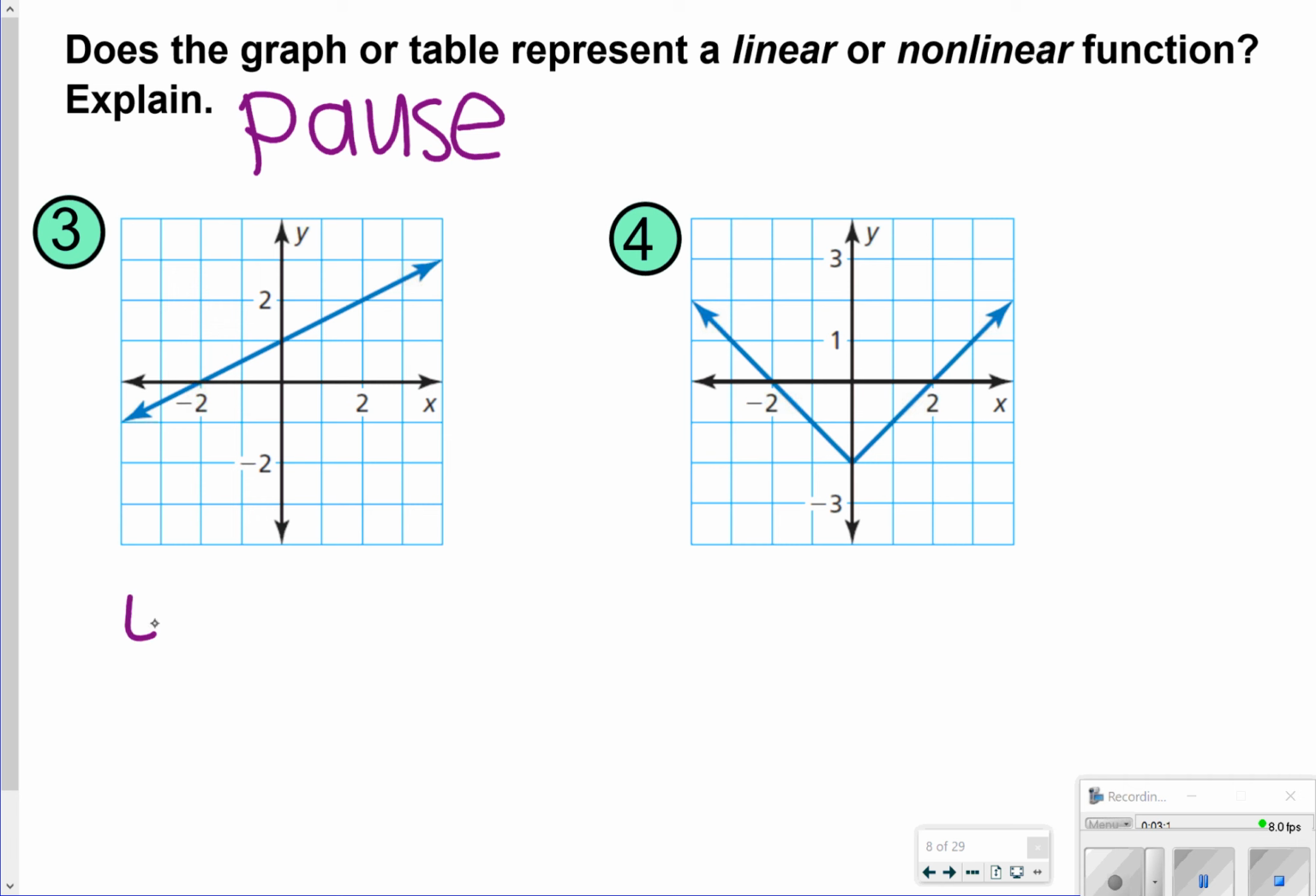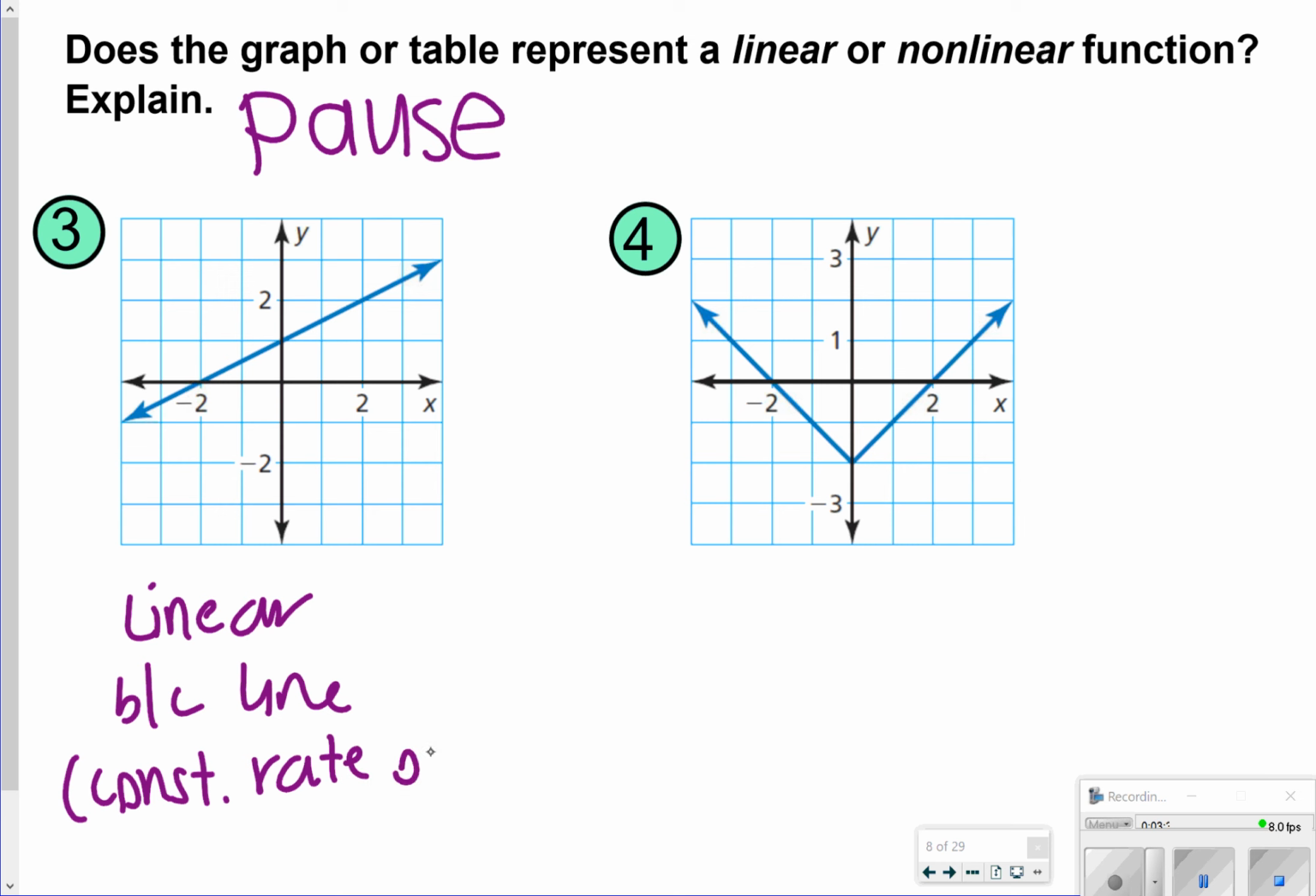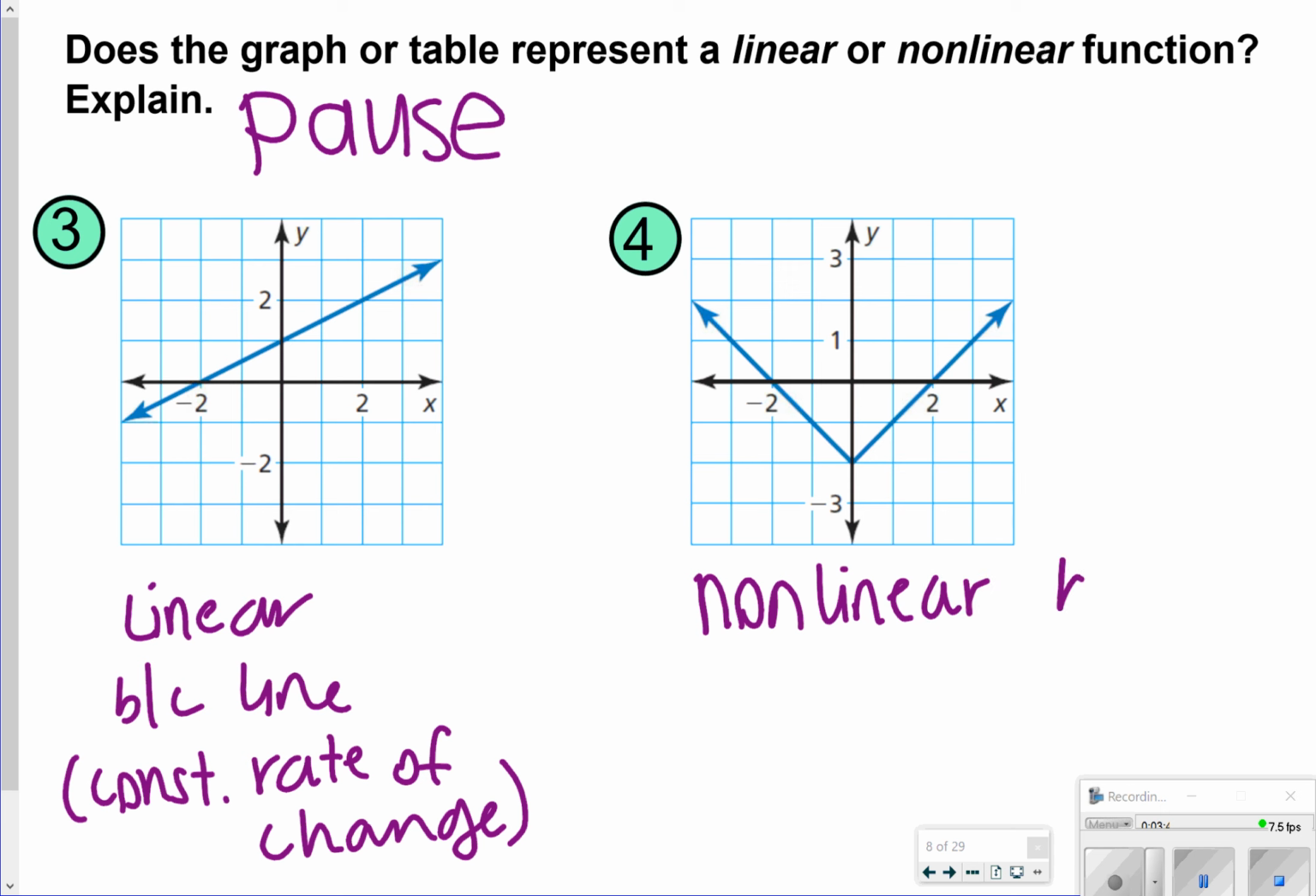So number 3 is linear because there's a line, which means constant rate of change. But for number 4, it is a line, but there's no constant rate of change. This is nonlinear because no constant rate of change.